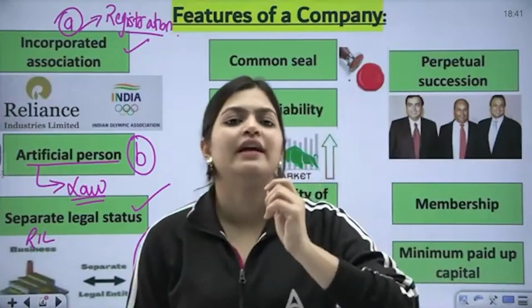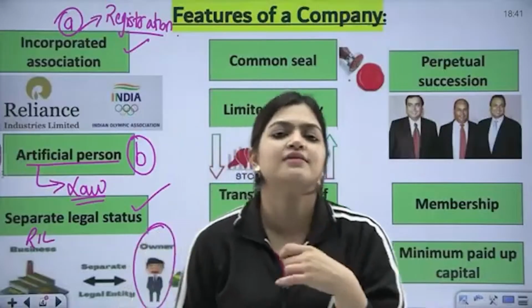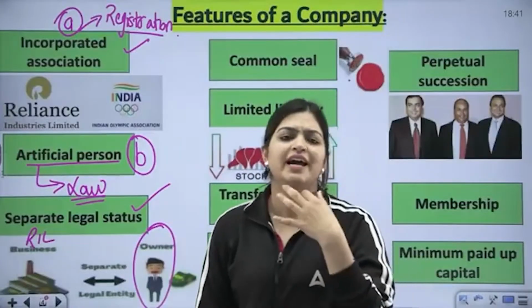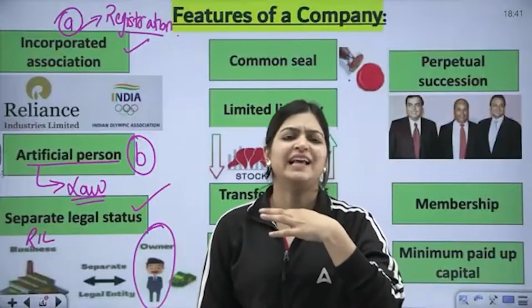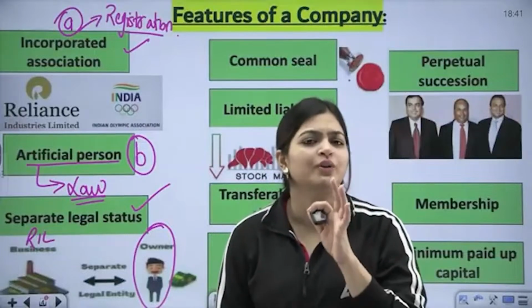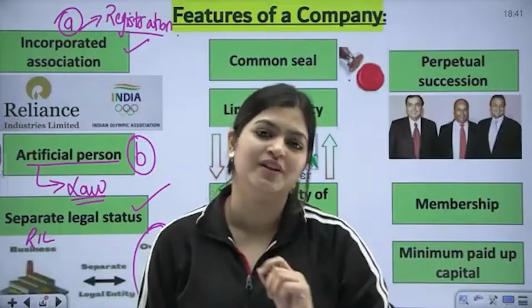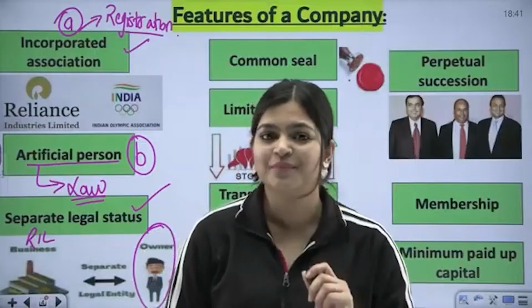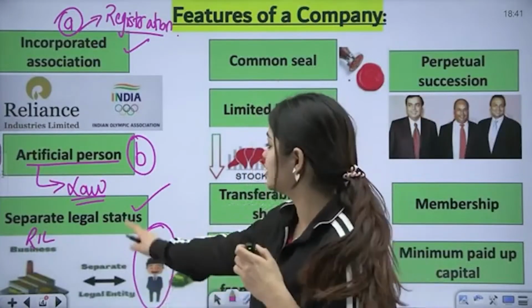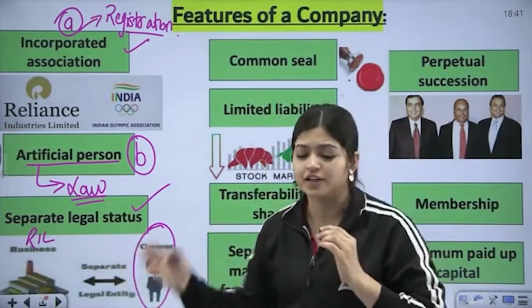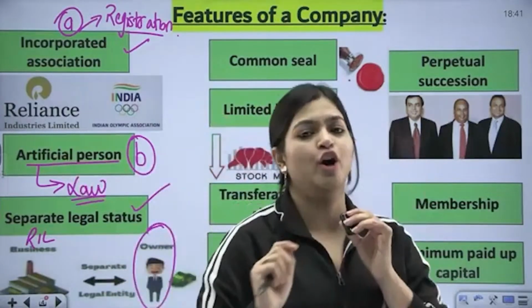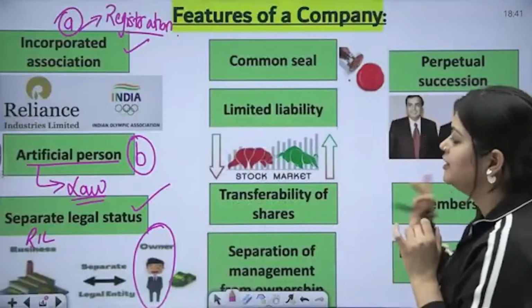Now what is this? It means if you are doing any transaction with Reliance Industries, even if you are entering any agreement or you see any joint venture, you can see the Reliance Industries name, not any Ambani's name. Because of which feature? Because of this separate legal status. Owners are different from companies. This is your third feature.